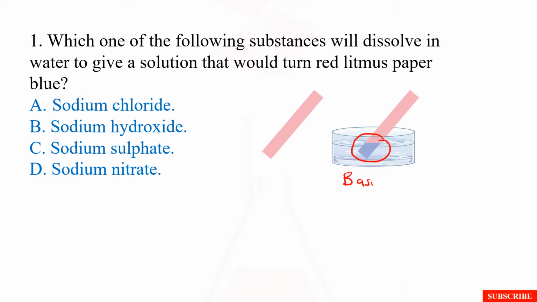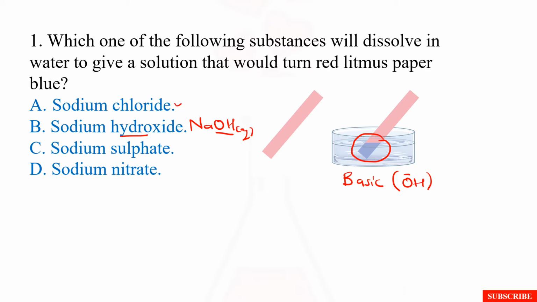And basic solutions are well known for being rich in hydroxide ions. So the substance must have hydroxide ions once it's dissolved in water. So sodium hydroxide solution will be basically sodium hydroxide aqueous. The hydroxide ions present in sodium hydroxide will always cause the litmus paper to turn blue. So the best answer here is likely to be B.